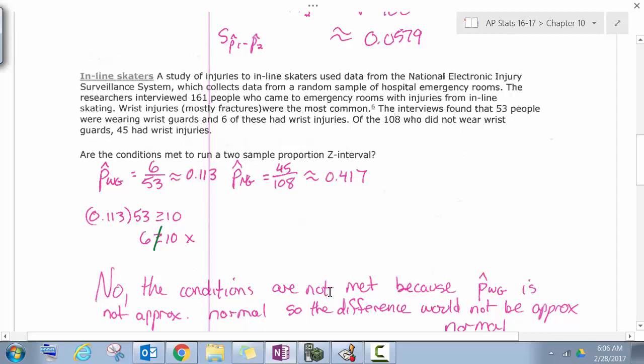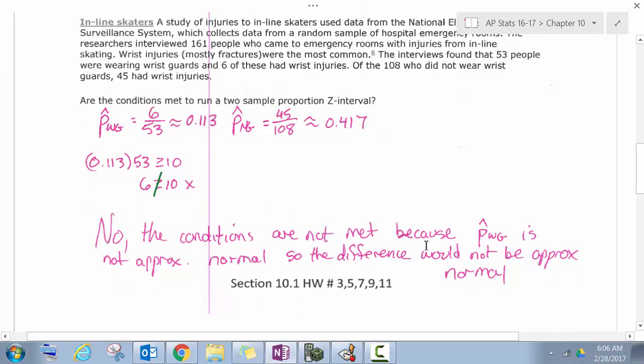No, the conditions are not met because p hat WG is not approximately normal, so the difference would not be approximately normal either. So we can't do a two sample proportion Z interval. That's it.